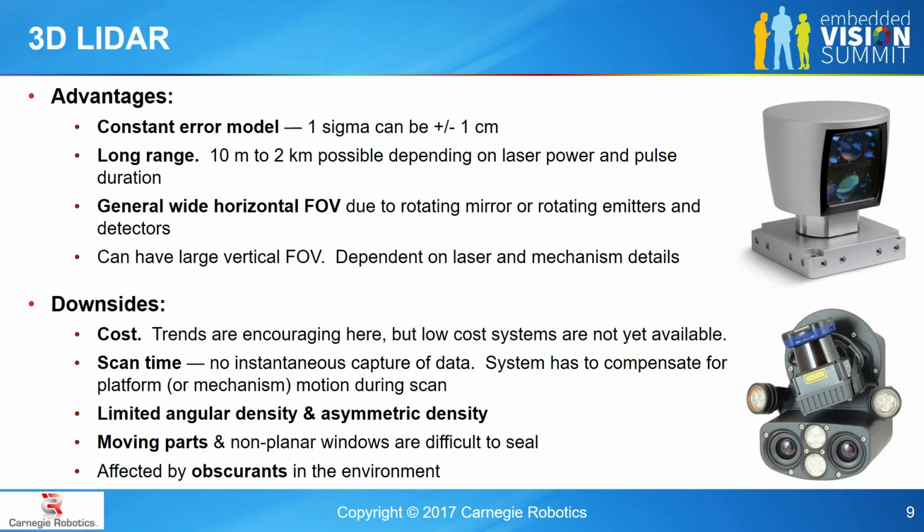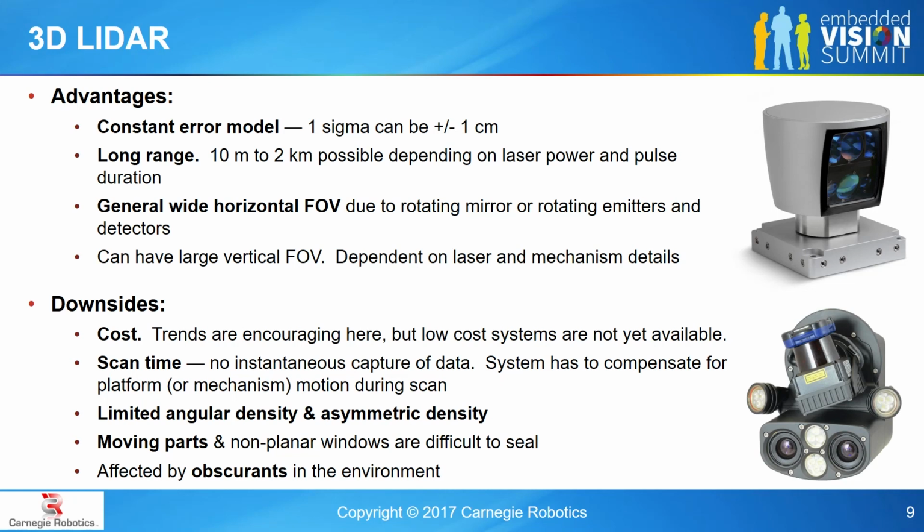The advantage of these sorts of systems is that they can have very, very long range. They are generally very accurate, 1 sigma errors of a few centimeters generally. And they have a wide horizontal field of view due to the kind of mechanisms that are generally used to sweep them through the space. And they can potentially have vertical field of view ranges that are very nice and large, but that really depends on the laser arrangement and the mechanism.